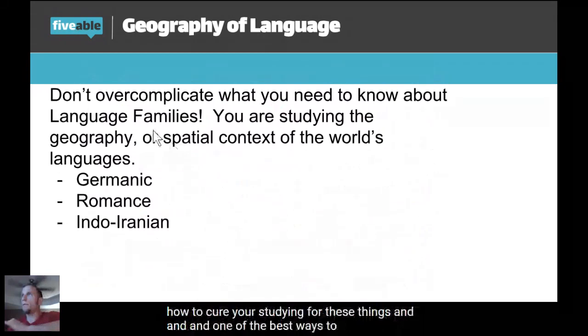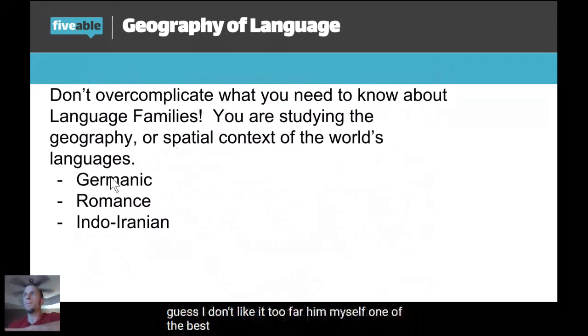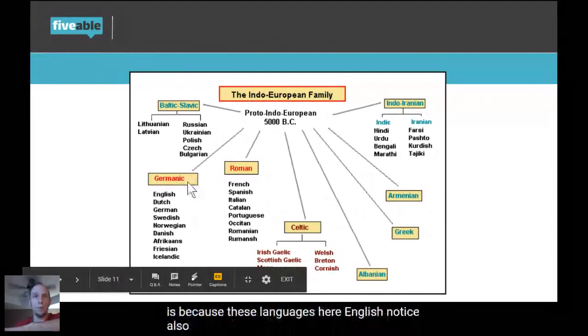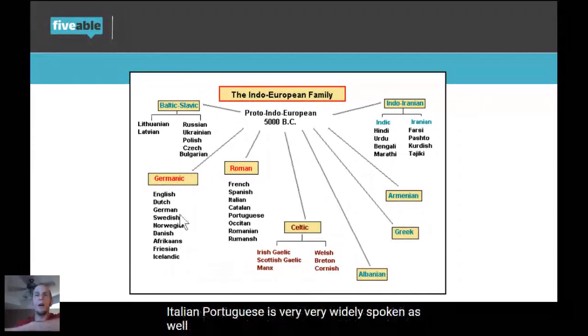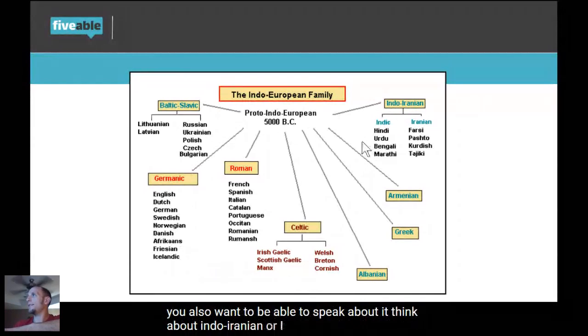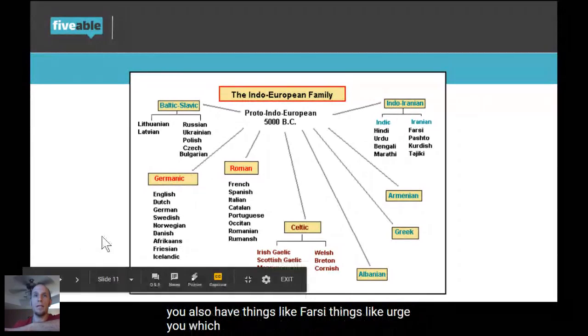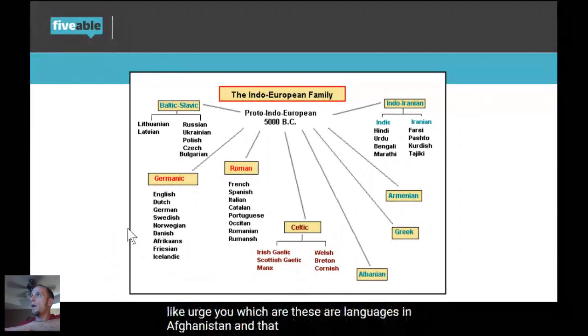And one of the best ways to do this, I guess I don't want to get too far ahead of myself. One of the best ways to do this is to focus on these ones right here more than anything else. And the reason for that is because these languages here, English, notice also that English is Germanic. We're going to talk more about that in a moment. French, Spanish, Italian, Portuguese is very, very widely spoken as well. These are some of your bigger languages. You also want to know Balto-Slavic because you want to think about Russia and basically most of your Eastern European countries. All right, and you also want to be able to think about Indo-Iranian, or I guess Indic. Sometimes you'll see it considered Indic with Hindi, but you also have things like Farsi, things like Urdu, these are languages in Afghanistan and in that region in Central Asia as well.